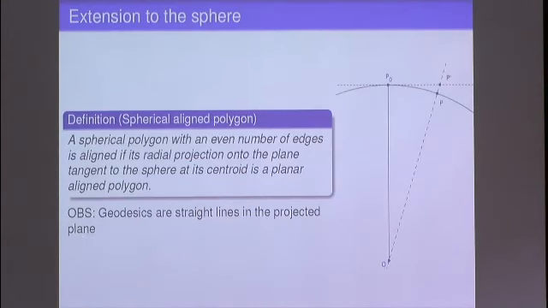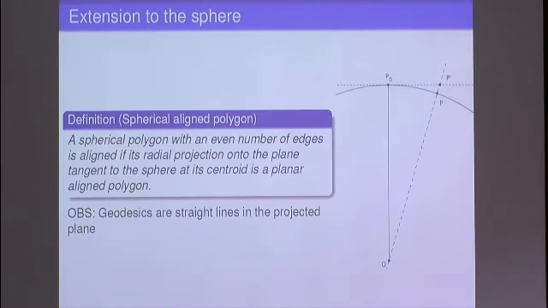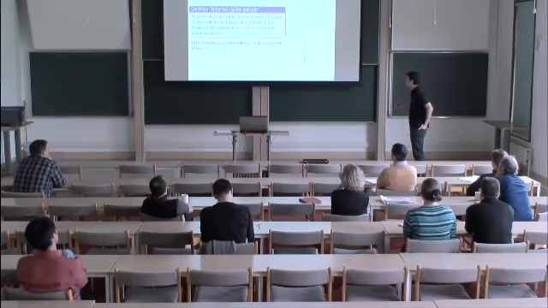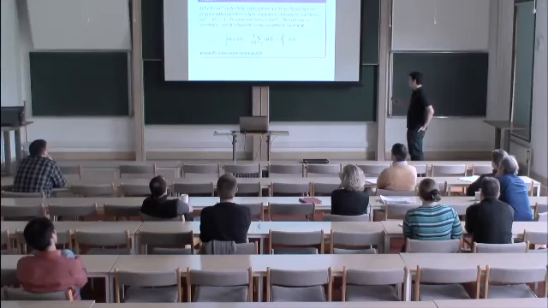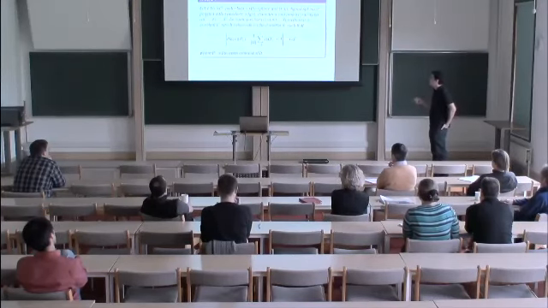An important thing to notice is that geodesics are straight lines in the projected plane. That's why all this is only for geodesic grids. So this can be done only for a very small area, right? Very small. Well, almost a full hemisphere. The polygon can be as big as a hemisphere. But in practice, you only use this for localized things. So the theorem nicely extends to the sphere using this concept.